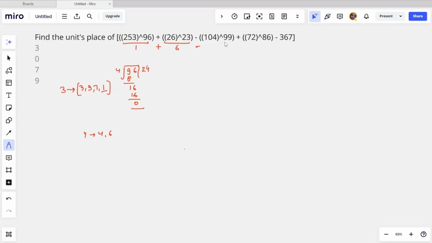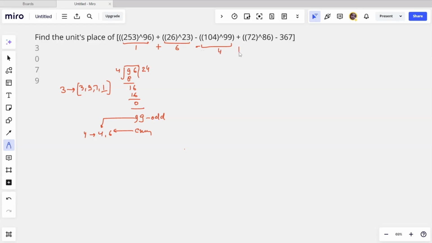Power is 99, which is an odd number. If the number is odd, the power will be 4. If the number is even, the result will be 6. So as we can see, the power is odd. It means the resultant unit digit of this expression will be 4.